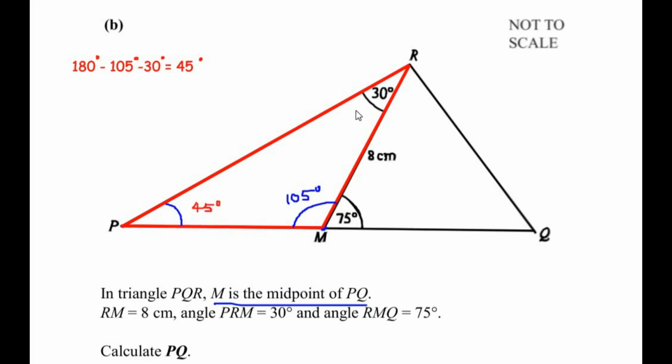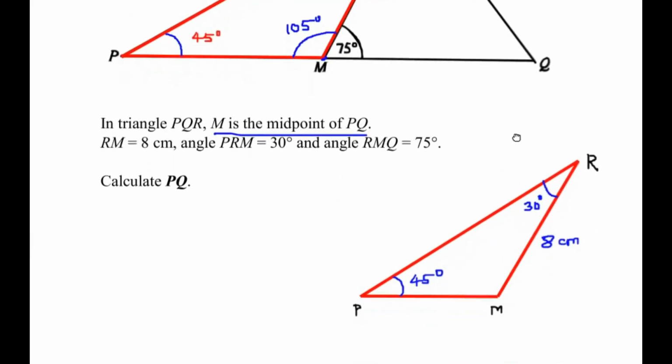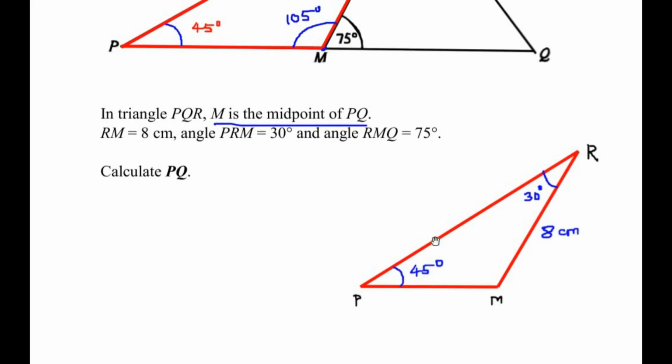Now once we have got this, let us just focus on the triangle PMR. So let me separate it out. I have redrawn the same triangle over here, and I have considered only the two angles, angle 45 and angle 30. Now here we are trying to find out the value of the side PM, so that later we can double it and find out the length of PQ.